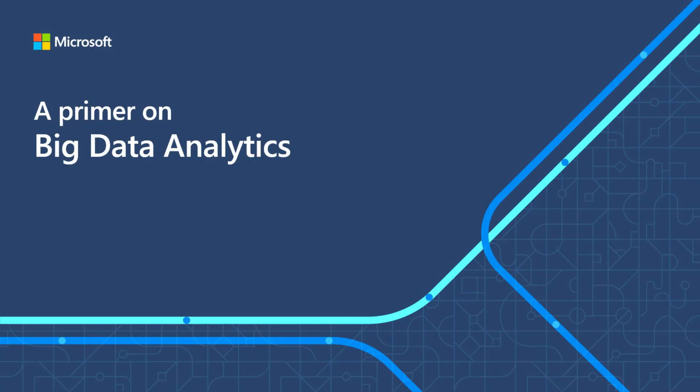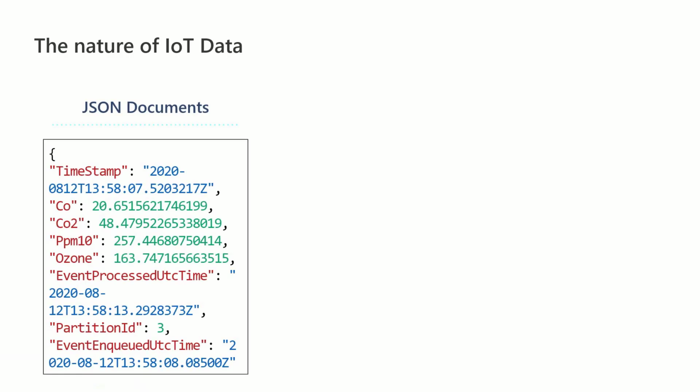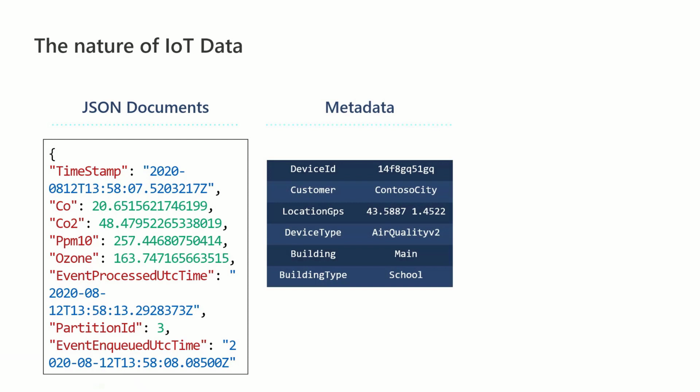Let's start with a primer on big data analytics and data management. Let's have a look at the variety of data IoT systems can generate. First, IoT generates telemetry data. We mainly have JSON documents, even if from time to time we encounter a lot of other data formats, including column-encoded ones. Then, we will get all the metadata associated with the data itself, the IoT device or the system.